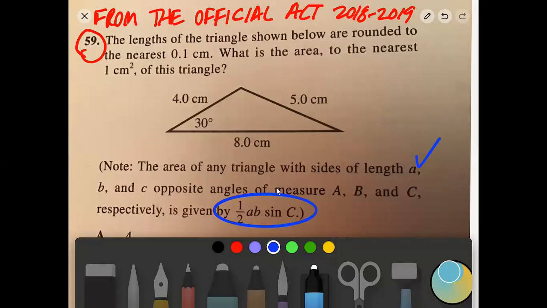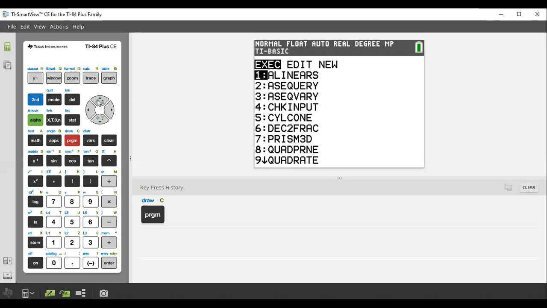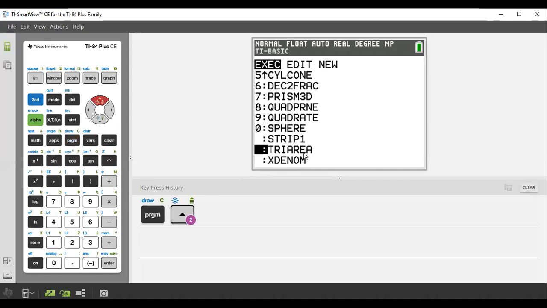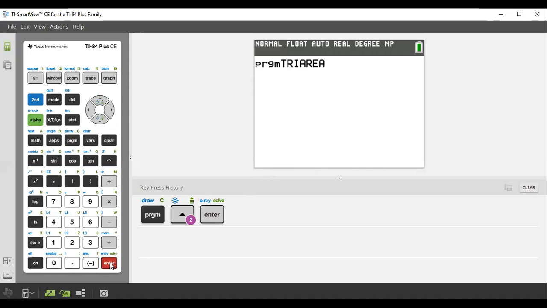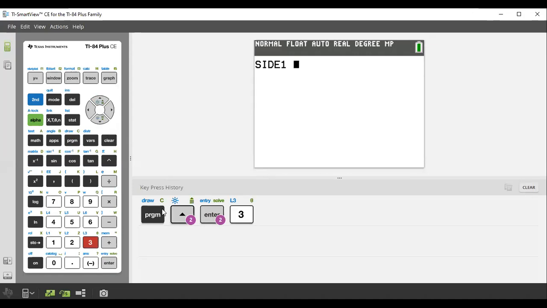Here's what we're going to do. What we need to focus on is these two sides and the angle between them. Now I'm going to go to my calculator, press program, and show you the program that I have. It's called TRIAREA. Press enter, press enter again, and here are the 3 options. Do you know the 3 sides of the triangle? Do you have the base and the height, or do you know 2 sides and the angle? In this particular problem, we know option 3, so we would choose option 3.